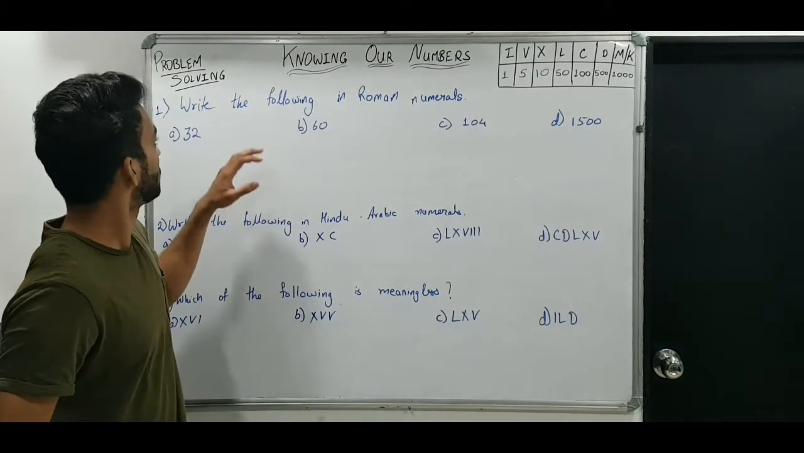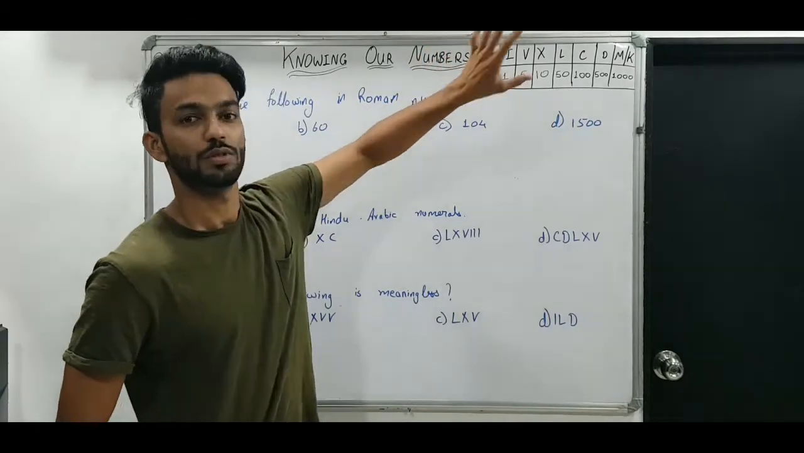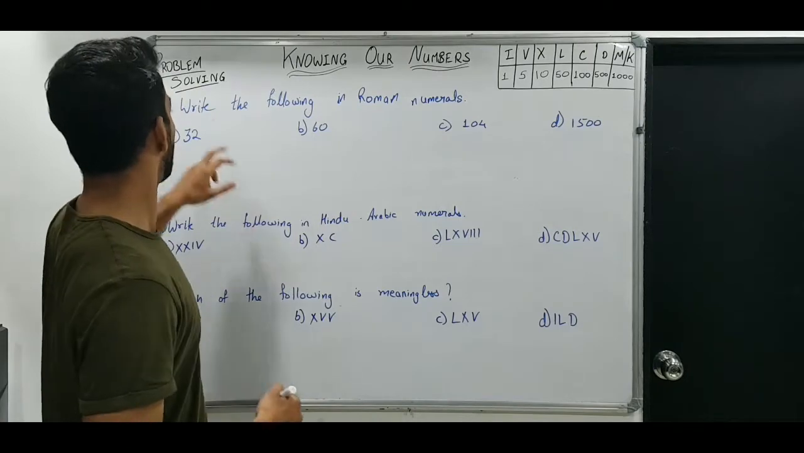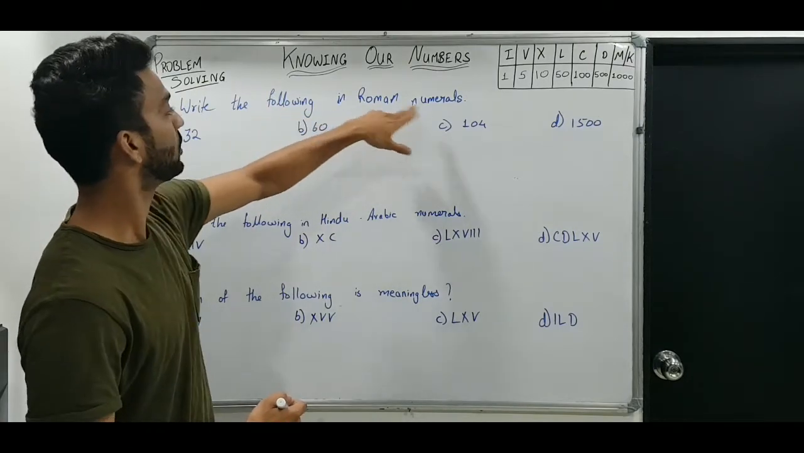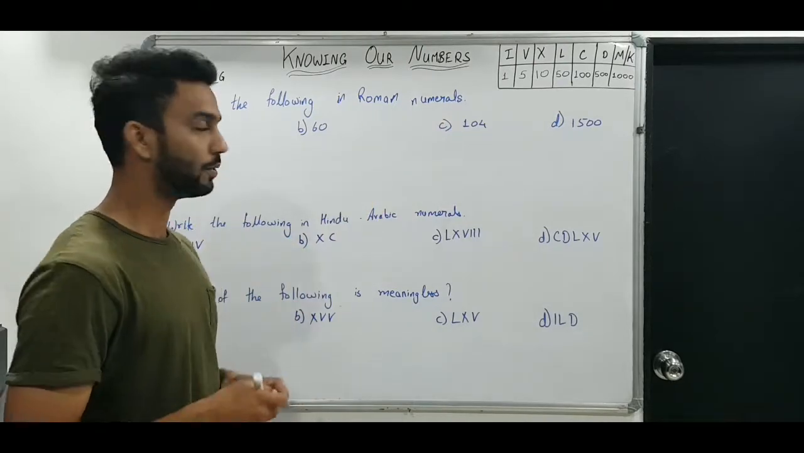So we are going to see some questions on Roman numerals. ये जो टेबल यहाँ बना दिया है, रूल्स भी याद रखना है, टेबल्स भी हमको यूज करना है. So let's see. First thing is write the following in Roman numerals. Hindu-Arabic numbers दिए हुए, we have to convert it in Roman numerals.